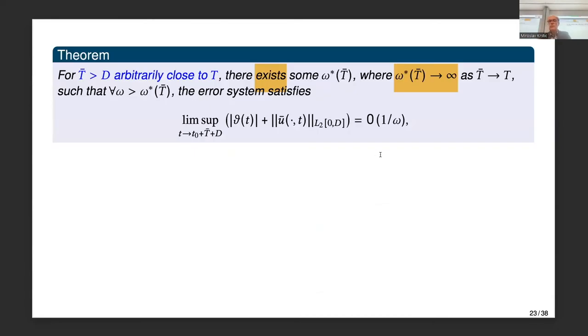All right, so now the theorem. This theorem is much, much more complex, because even the averaging theory for such infinite dimensional nonlinear systems was not available. We had to develop it from scratch. So what does the theorem say? Consider the terminal time capital T and a time capital T bar, which is arbitrarily close to that terminal time, but not equal. Then there exists a sufficiently large frequency of this oscillation, omega star, which depends on capital T bar and grows without bound if you really want to take T bar to capital T, which is not permitted.